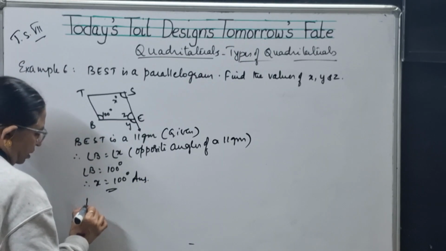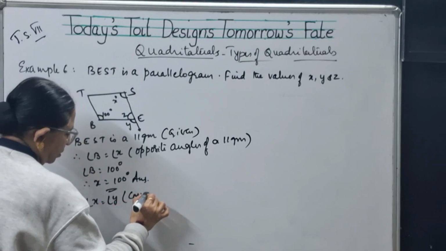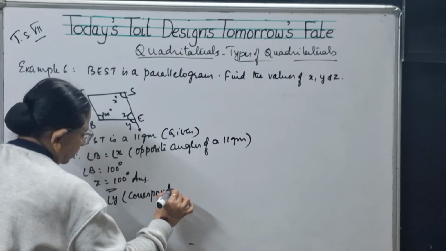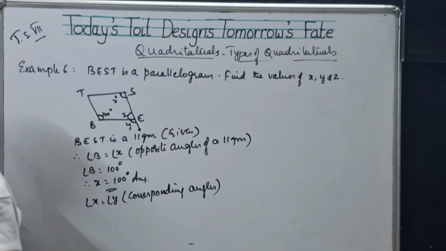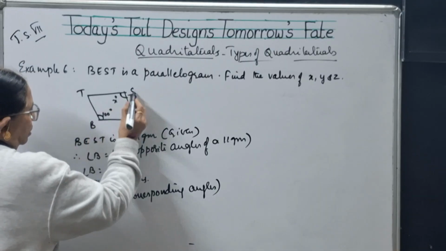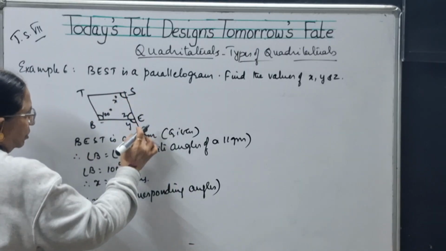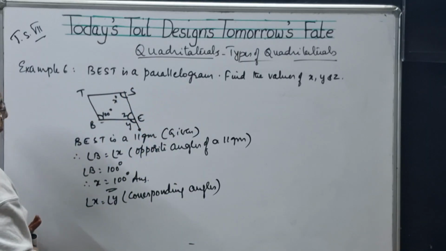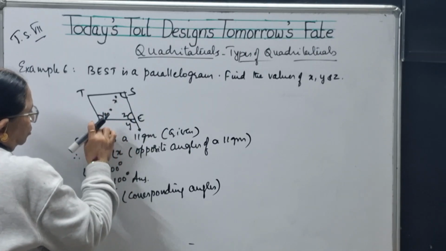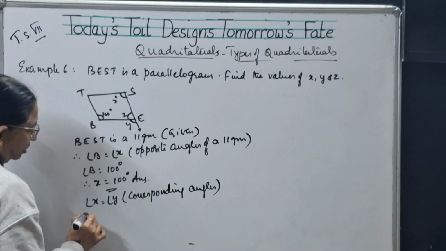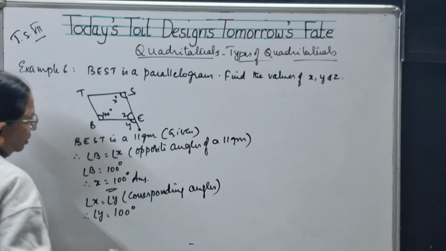And angle X is equal to angle Y. They are corresponding angles. Why are they corresponding angles? See, ST or TS is parallel to BE. These two are parallel. This becomes a transversal. So, X and Y are corresponding angles. Angle X and angle Y are corresponding angles, so they are equal. Therefore, angle Y is equal to 100 degrees.